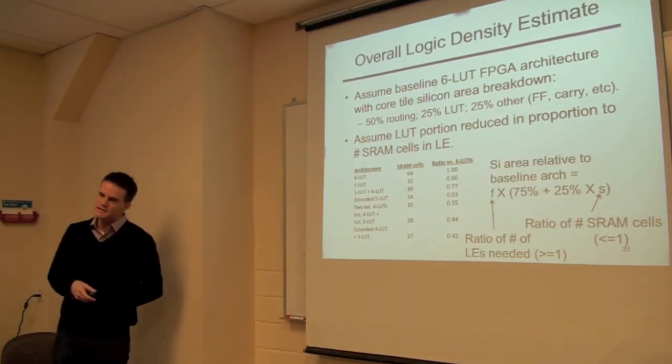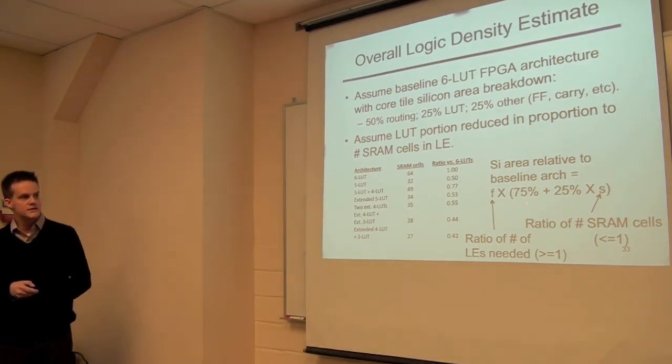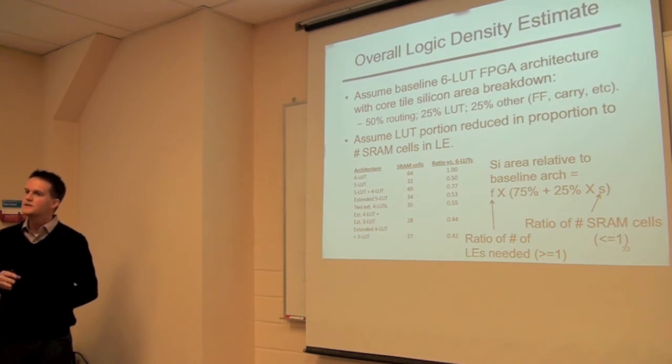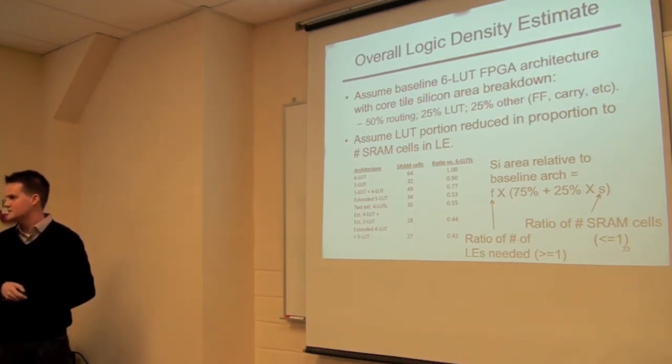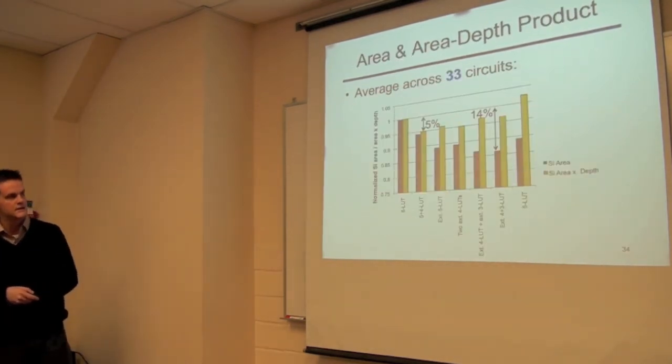Then we can try to estimate the overall improvement or change in logic density as follows. Just the 25% term is affected by the area reduction of the logic element. So these ratios right here I'm going to be plugging in as these S values. However, for all these different logic element architectures, you need more of them to implement circuits. So we have to account for that, and we account for that through this F term, which is going to be greater than 1, which is the ratio of the number of LEs needed for circuits versus 6 LUT. So it's a crude way to estimate the improvement in logic density.